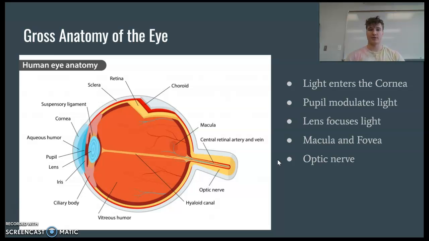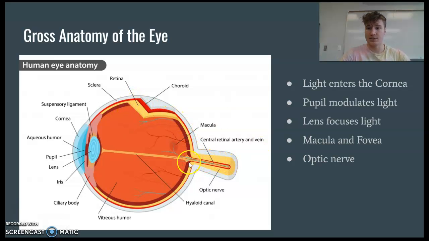First, I want to go over the gross anatomy of the eye. So where is light going to come from? It's going to enter through the cornea, and then we have the pupil, which is going to modulate the amount of light that reaches the retina, and then the lens is going to focus the light onto the retina. And we see the retinal layer right here, and we see the optic nerve.